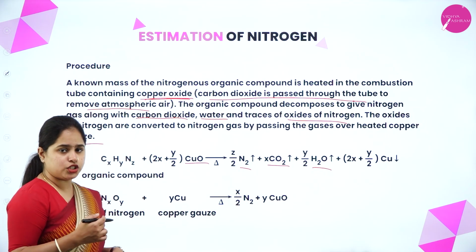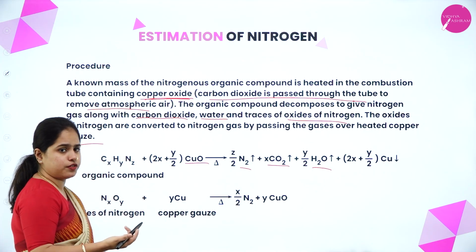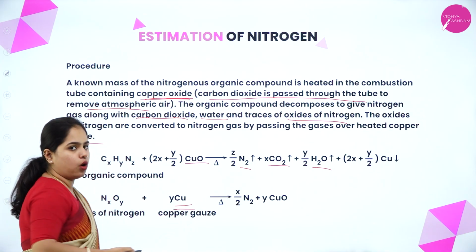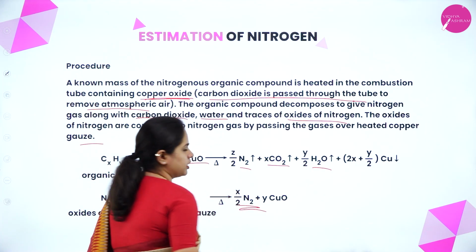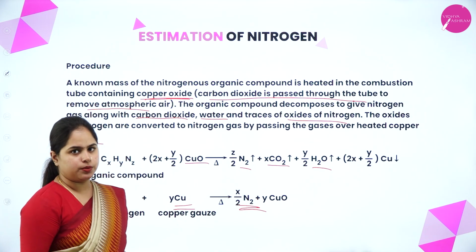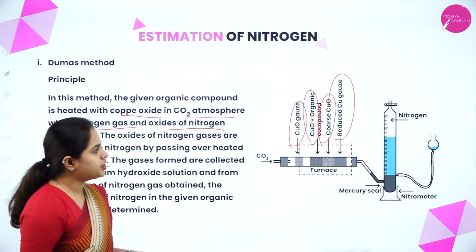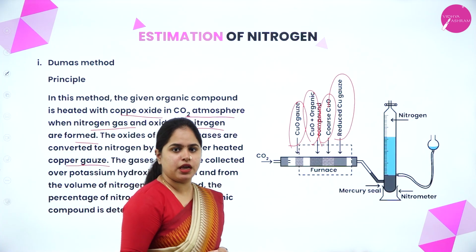And the extra nitrogen oxides present, that is oxides of nitrogen, are made to react with copper as well, and then you will get nitrogen gas. So this is the procedure, right? And in this apparatus, where will you be able to obtain the nitrogen gas?